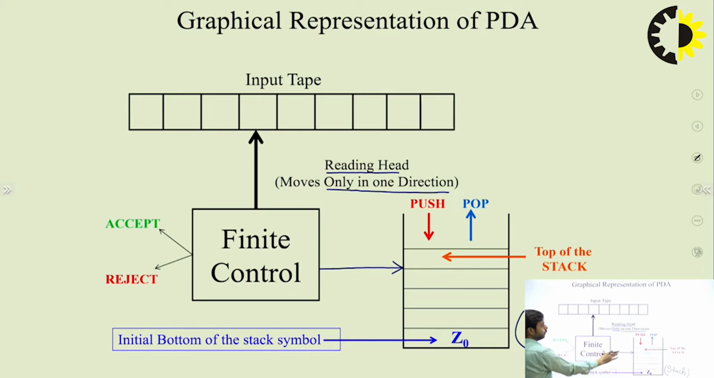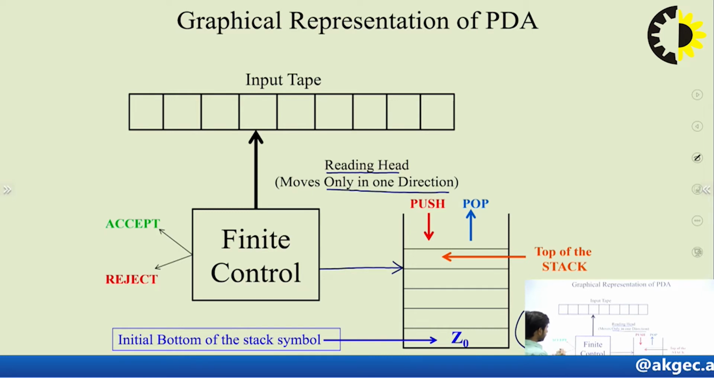Based on the input and the stack, this PDA either accepts the string or rejects the string. And here Z naught is the initial bottom of the stack symbol. This is the initial stack symbol which is at the bottom of the stack. Fine. So this is the basic graphical representation of push down automata.